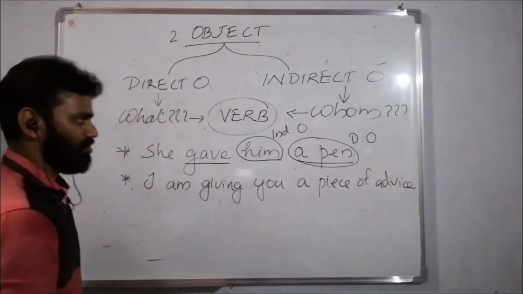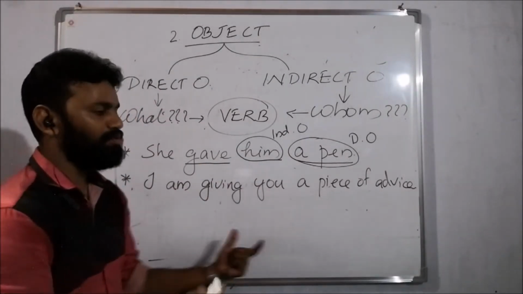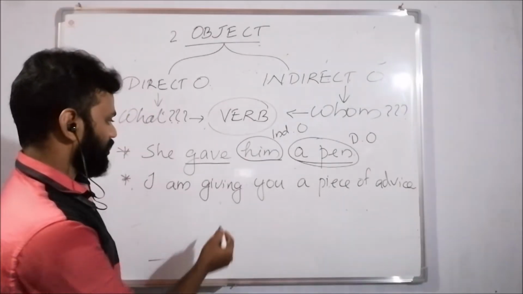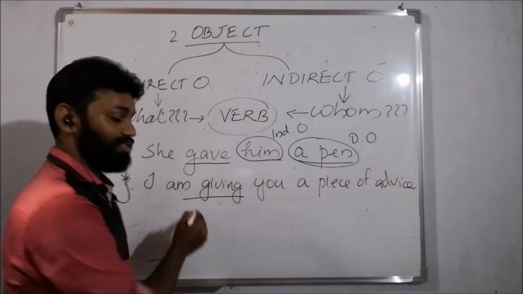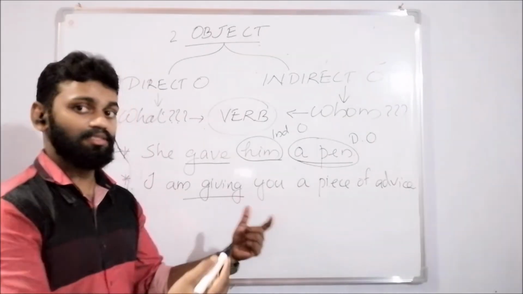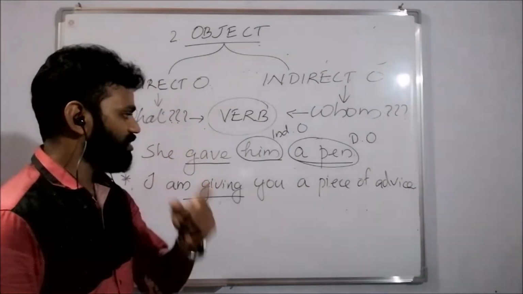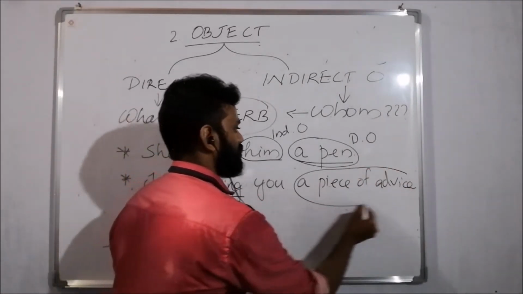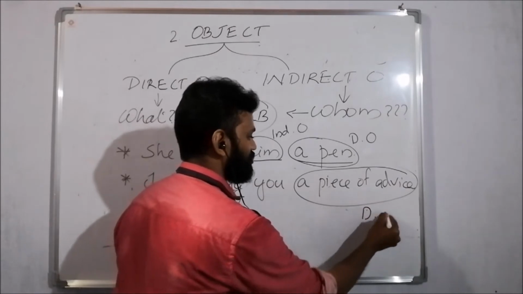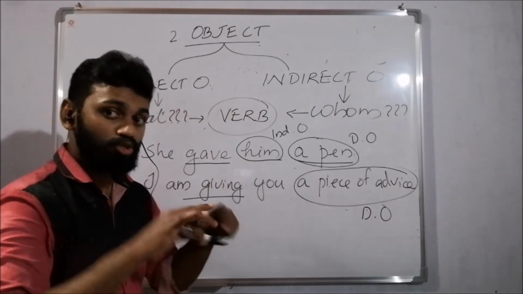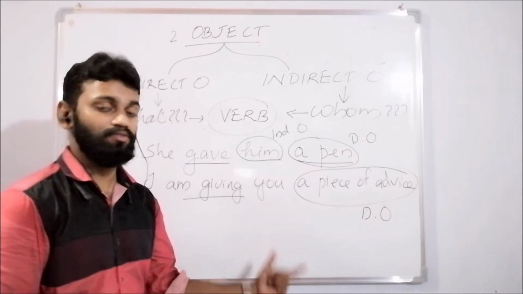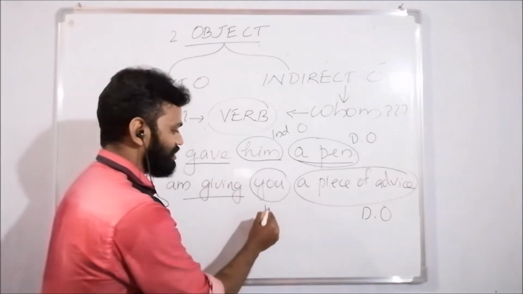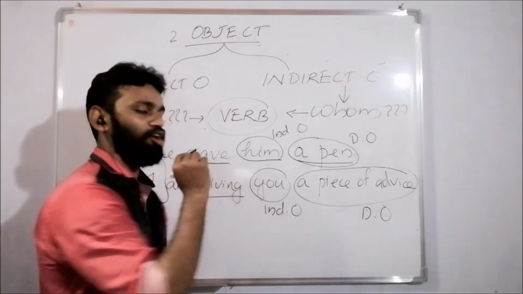Let's look at the second example. I am giving you a piece of advice. Let's do the same process again. Let's find out the verb. The verb here is giving. And let's ask the same question. What am I giving? I'm giving a piece of advice. So now this is the direct object. And to whom am I giving the piece of advice? I am giving you. So this is the indirect object.